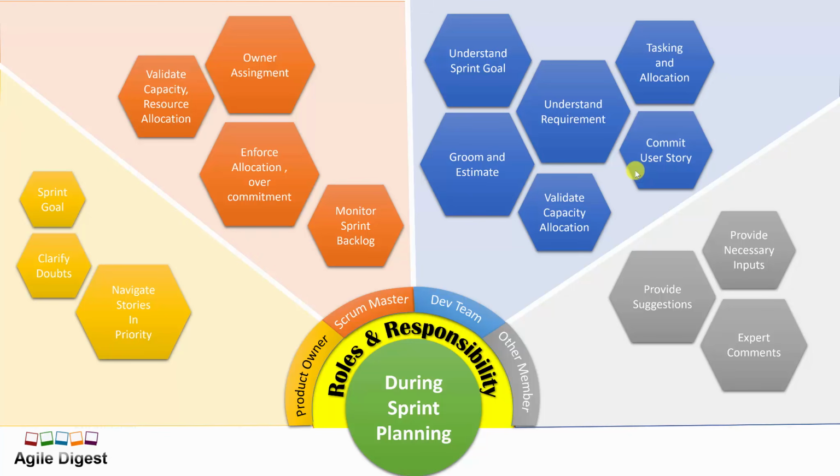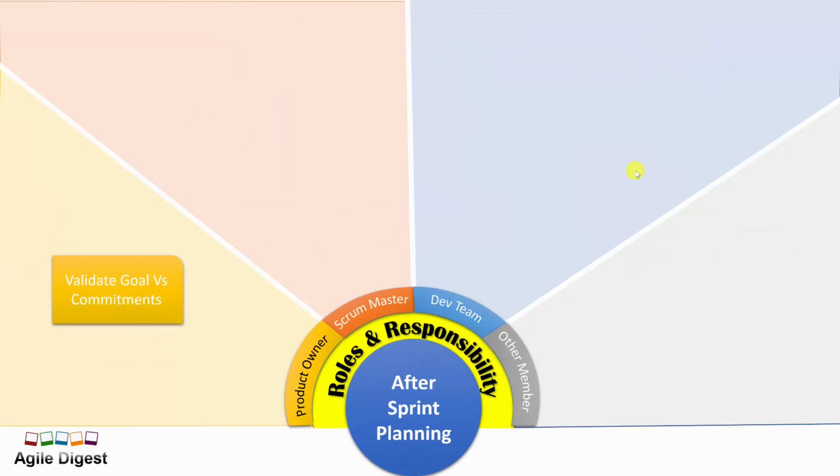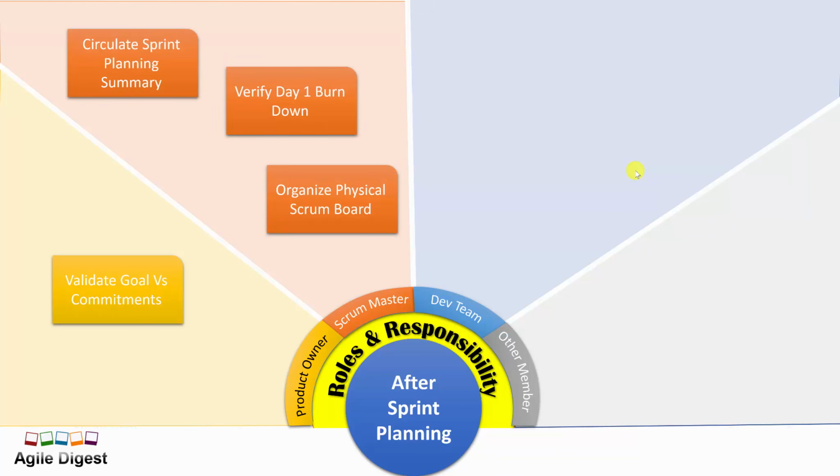Now let's talk about what we do after sprint planning. After sprint planning, the product owner validates the goal versus commitment. The product owner validates, okay, this is the goal I had at the beginning, and what are the stories we have committed, are those matching with each other, are they aligned with each other. The Scrum Master also circulates the sprint planning summary. That summary we'll be talking about later in this video.